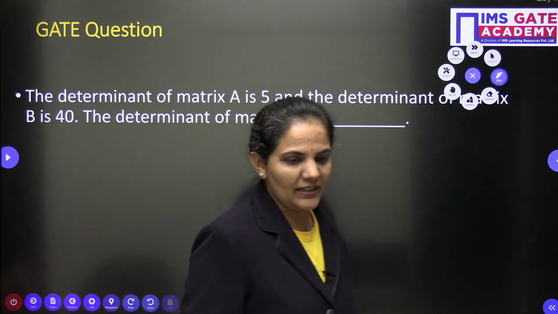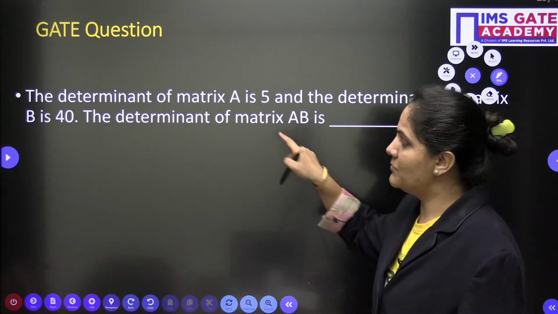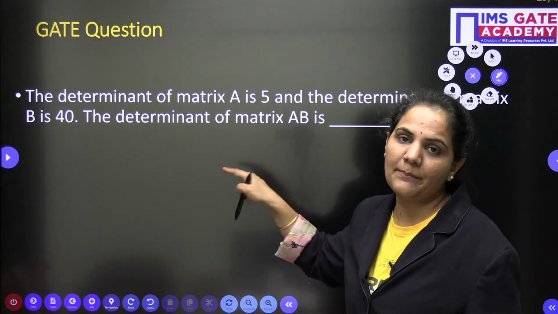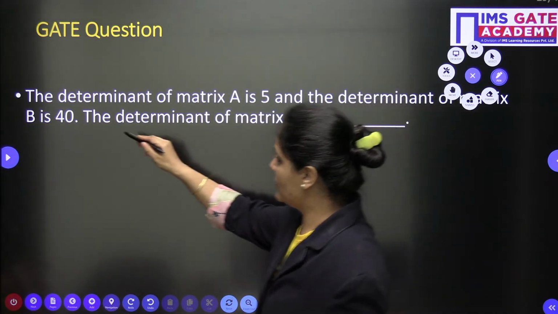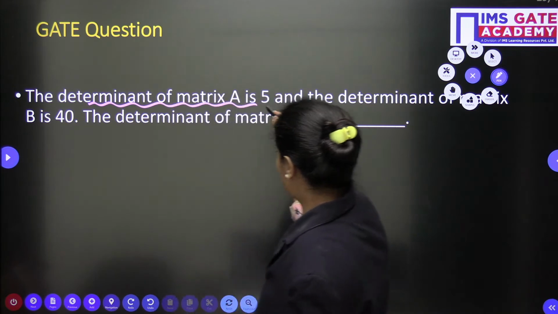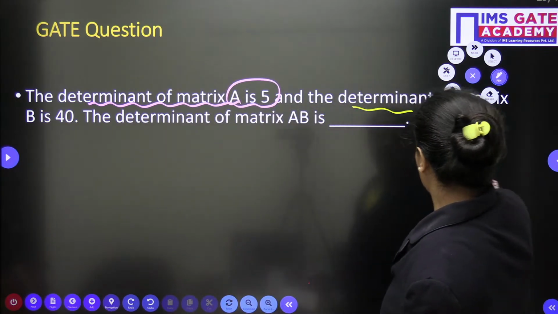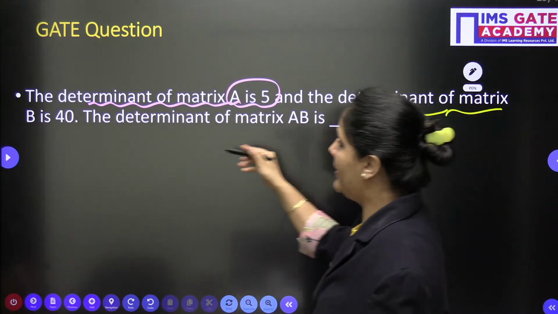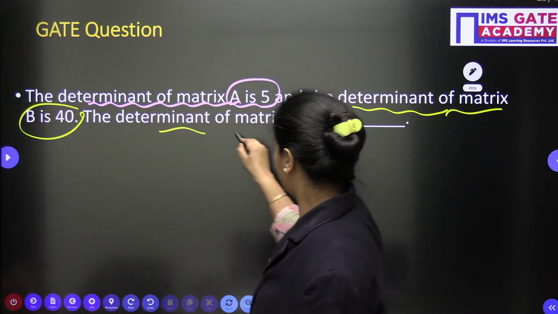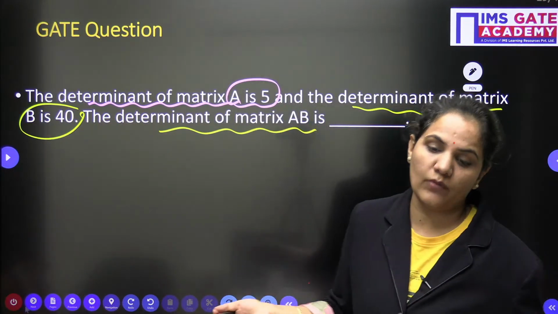I hope you can tell me the result of this one, because based on this we already read the property. Look at the question. The determinant of a matrix A is 5 and the determinant of matrix B is 40. Then the determinant of matrix AB is what?